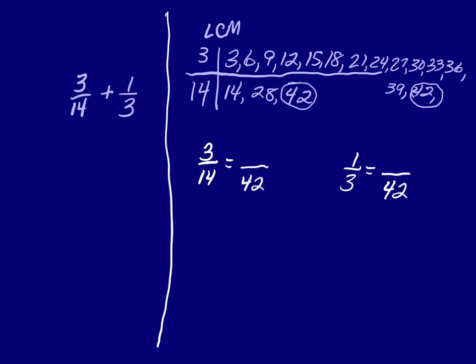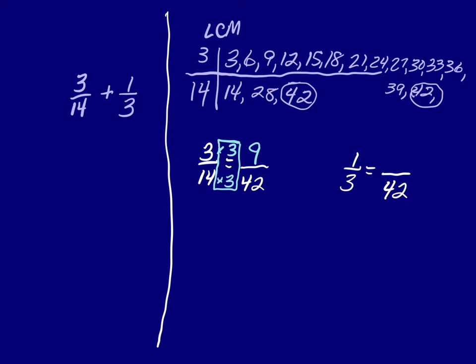So for 14s, you can just count your multiples. It's 1, 2, 3 multiples away. So that means 14 times 3 is 42. And whatever you do to the denominator, you must do to the numerator so that the fractions are equivalent. 3 times 3 is 9. So our new fraction that's equivalent to 3/14 is 9/42.